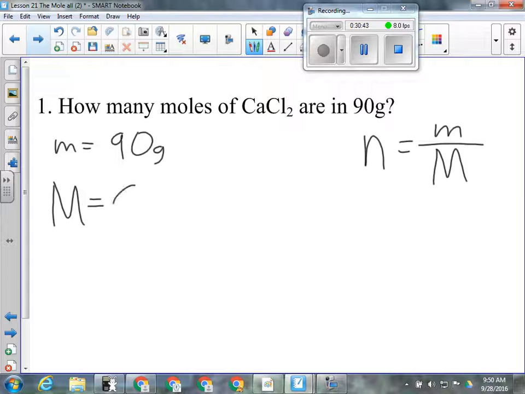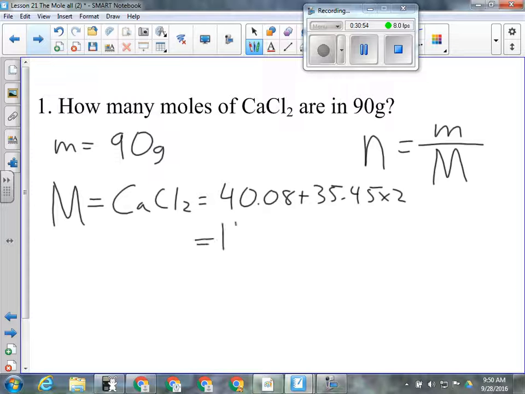So calcium chloride, CaCl2, is going to be 40.08 plus 35.45 times 2. All right, that should be 110.98, I think, grams per mole. This is in grams. Okay, with me there? I've calculated my molar mass. So I took calcium, 40.08 grams, plus 35.45, the two chlorines, added them together and I get 110.98 grams. I'm pretty sure it's 110.98 grams per mole, okay.